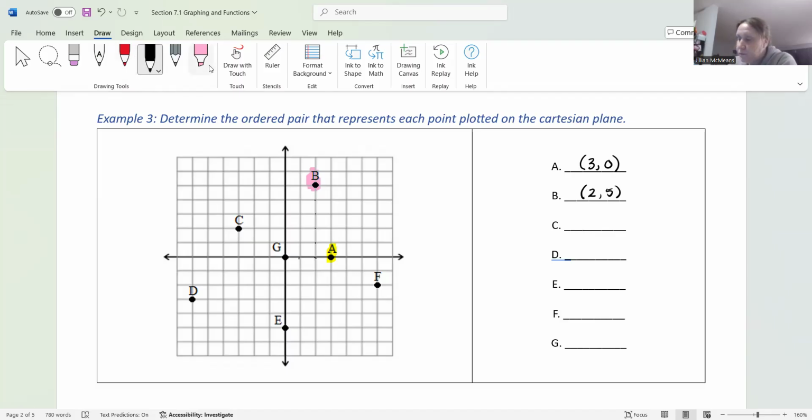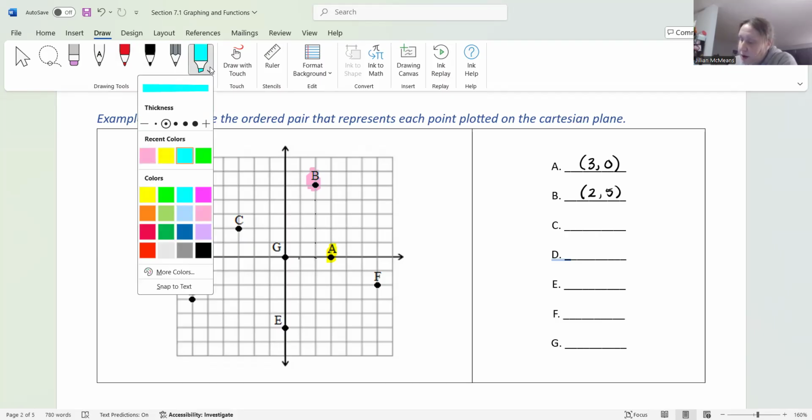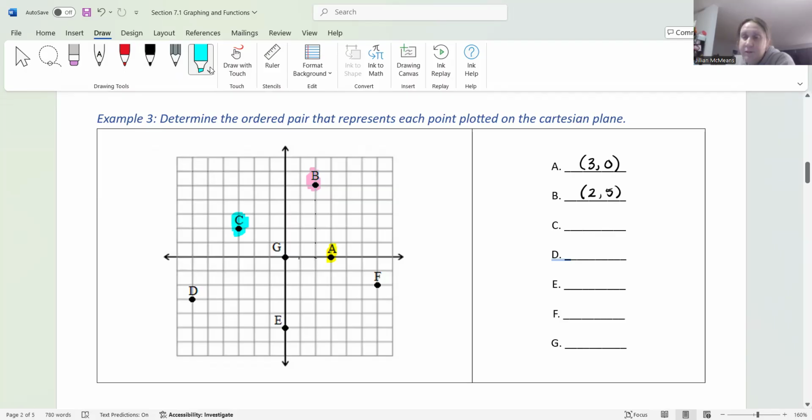Okay? Now point C, let's see. Let's do this blue color. So point C, in order to get to point C from the origin, I would have to go to the left 1, 2, 3, and then I would have to go up 2. So to indicate going to the left 3, I would make my x coordinate negative 3, and then to go up 2, I would make my y coordinate positive 2.